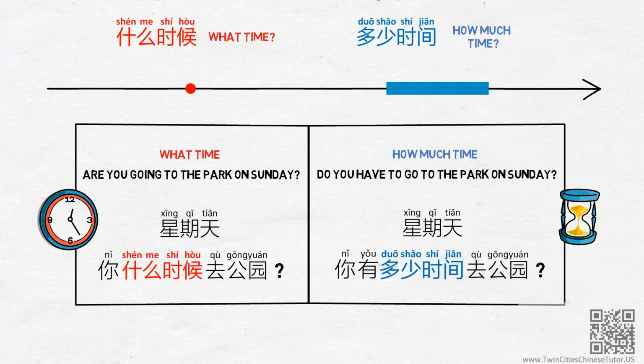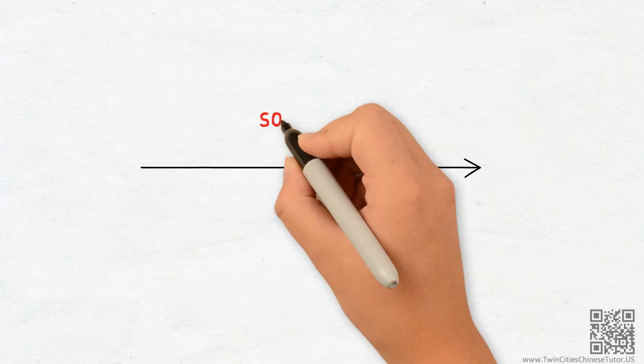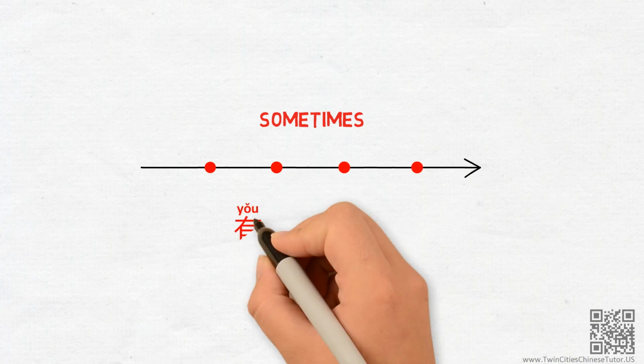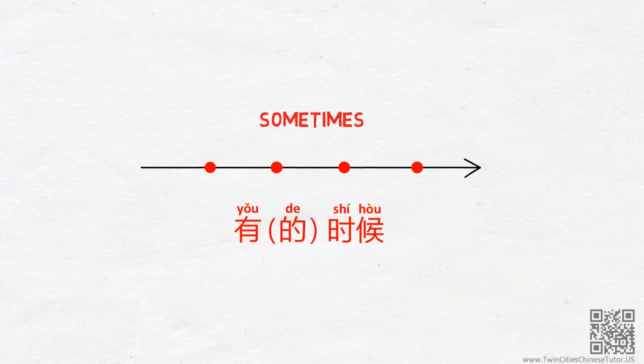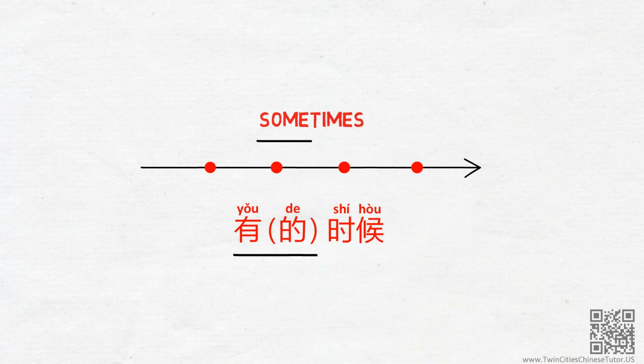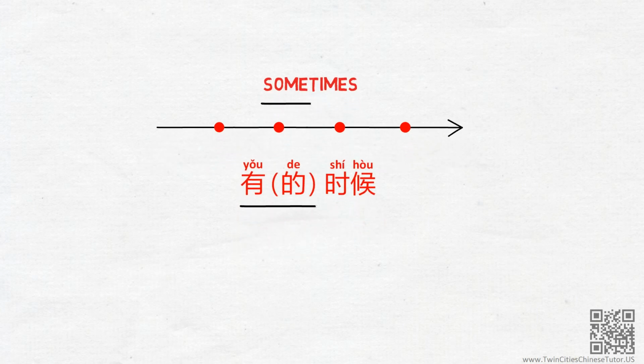Following the same logic, the English word sometimes is really referring to some points in time. Therefore, in Chinese, we would translate it to 有的时候 or just 有时候 for short. The word 有 from 有的 here doesn't mean to have. You can somehow see it as there are, but it would be more precise to see it as some from sometime. I'll make another video to dive deeper into this word.